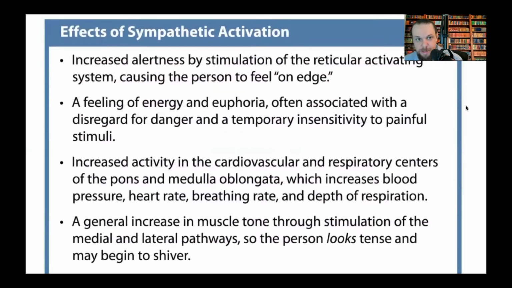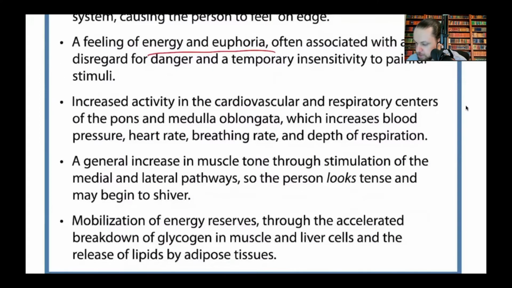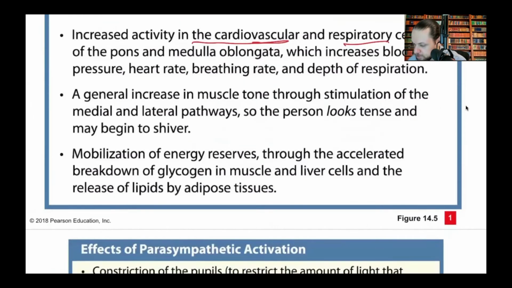So here are the effects of the sympathetic activation. We said that it was fight or flight, increased alertness, right? If you have an excessive amount, you get increased energy, euphoria. People who take cocaine, for example, experience euphoria and high alertness. Why? Because it definitely stimulates increased sympathetic activity. Those patients also have cardiac arrhythmia. We see increased activity of the cardiovascular system and respiratory system. And basically, we are on alert, right?